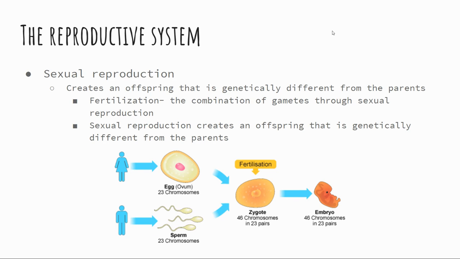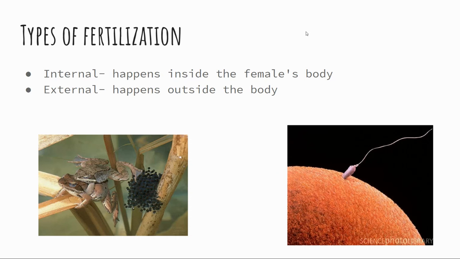So remember what gametes are. Gametes are sex cells. The sex cells are sperm and egg. Sexual reproduction creates an offspring that is genetically different from the parents. So there's two types of fertilization. You have internal and external fertilization.